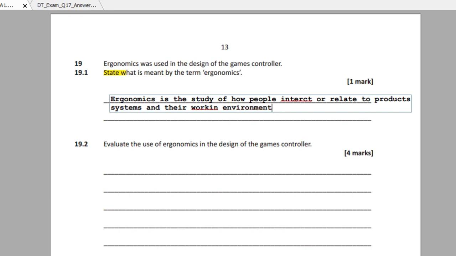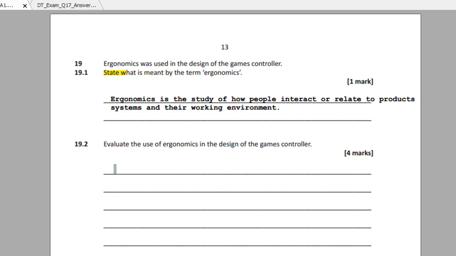Okay, so it's to do with how you use products and how sizes relate as well, and even like the temperature, for example, how it feels, how the visual effects or the visual outcomes of a product, how you look at it, the functions of a product, all these things relate to the ergonomics, how you use the product, how you design something to make it more useful for a person. Okay, then it says evaluate the use of ergonomics in the design of the game's controller.